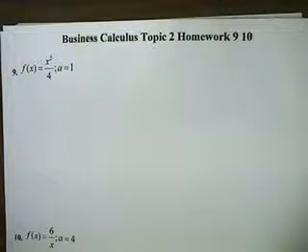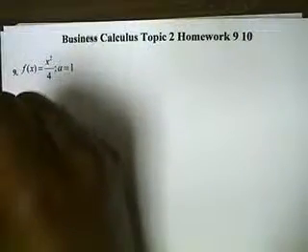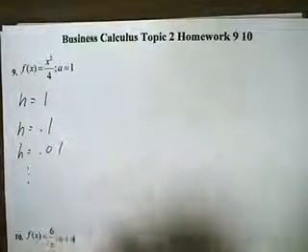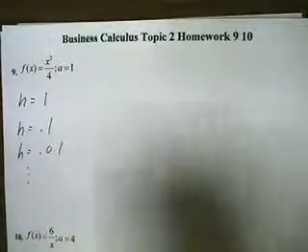Business Calculus, Topic 2, Homework Problems 9 and 10. Here we're trying to find the average rate of change for this function for a is 1 and h is 1. Then we'll try to find the arc again when h is 0.1, h is 0.01, and etc.